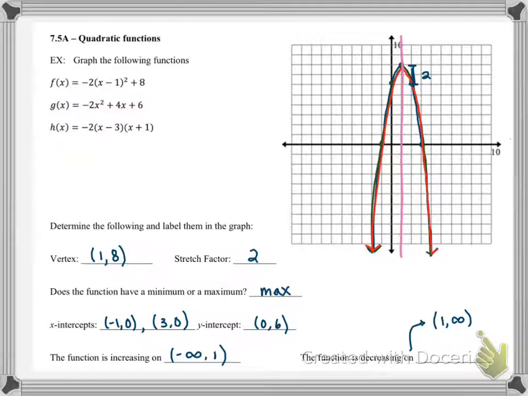So if we look at the things that we just found, let's start with the vertex 1, 8. Look back up at these functions. Do we see 1, 8 anywhere in these functions, in any of the forms? Could I have figured out that the vertex was 1, 8 without graphing from any of these?